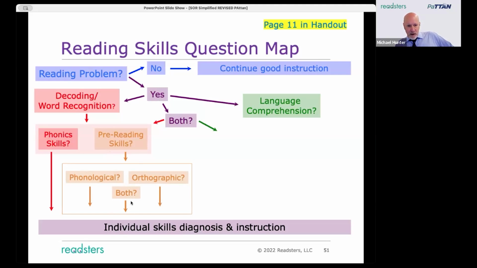So if they're missing something in the pre-reading skills, you're going to do pre-reading instruction before you go back to phonics. If it's early phonics, that's where your intervention is going to be. If it's advanced phonics, that's where your intervention needs to be.